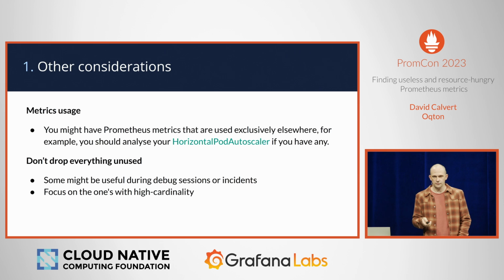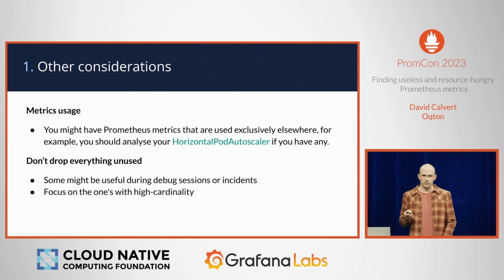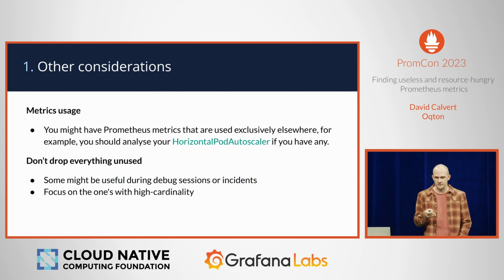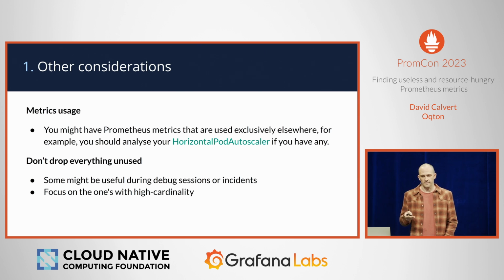So there's still things to consider. The metrics usage: as we've just seen before, we compared our Prometheus rules and our Grafana dashboards against our Prometheus metrics, but maybe you are using your metrics elsewhere. For example, if you have HPAs, maybe you are using a particular metric exclusively there that is not present anywhere else. So keep in mind that you will maybe need to import metrics you are using elsewhere if you want to have the list correct.